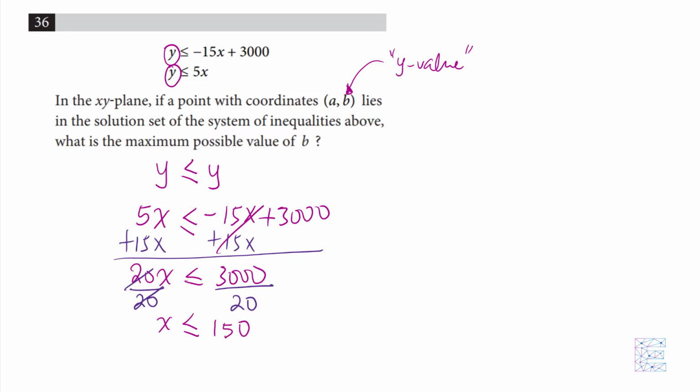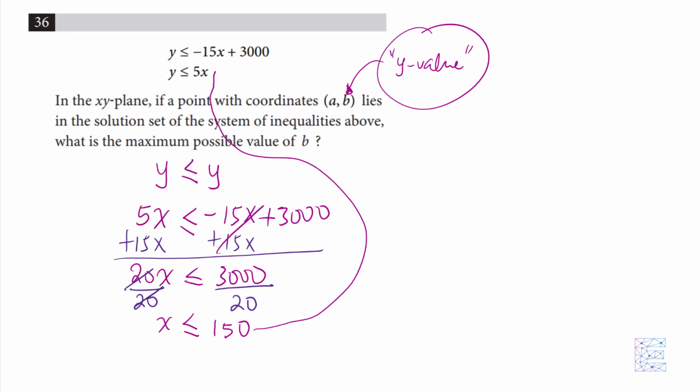Now remember, this question was not asking you for the a value. A is the x value. We don't want the x value. We are looking for the y value. So we have to take this 150 and plug it back into one of these two equations to find the y value. That's what we're after.